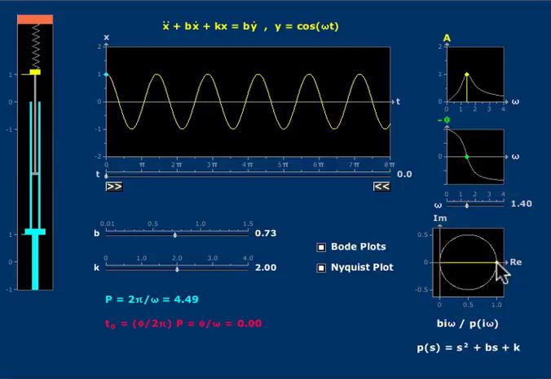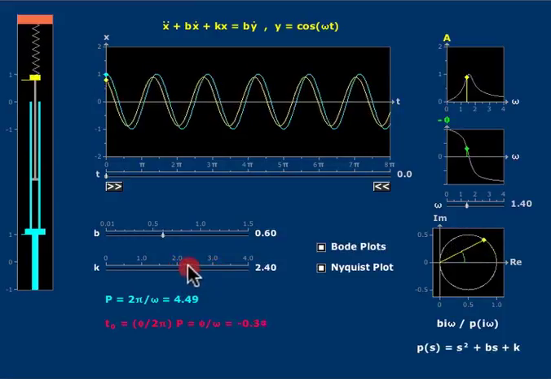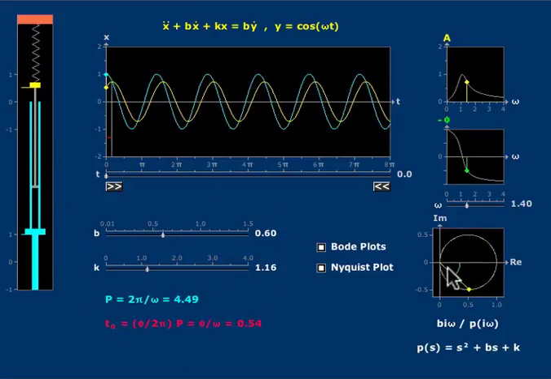This trajectory is, in fact, independent of both of the system parameters. If I change them, many things change, but the shape of this trajectory, the Nyquist plot, is independent of those two system parameters. And in fact, it's a circle of radius 1/2 and center 1/2. You can verify that by calculation as well.